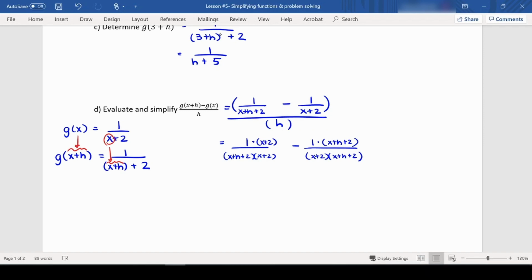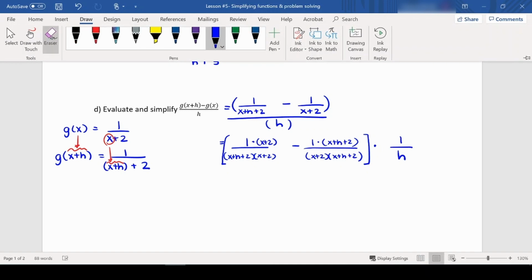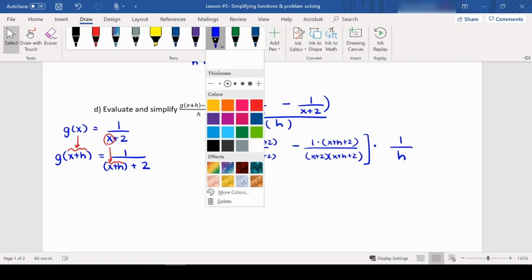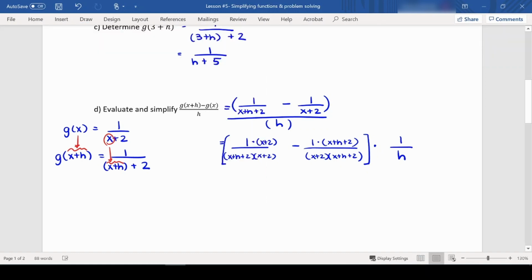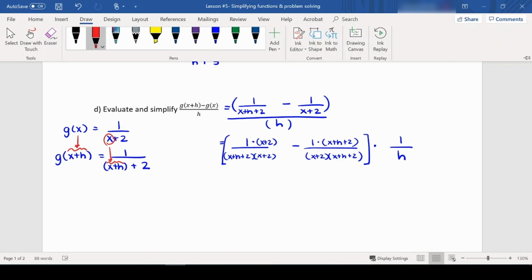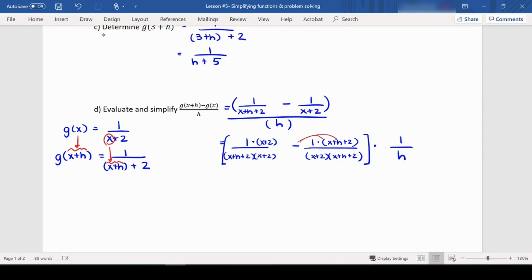You could choose to write this as times 1 over h instead if it helps you. So remember that when you're dividing by something, that's the same thing as multiplying by the reciprocal. And so when you have these big messy sections here, it might help you to rewrite it as multiplying by the reciprocal.